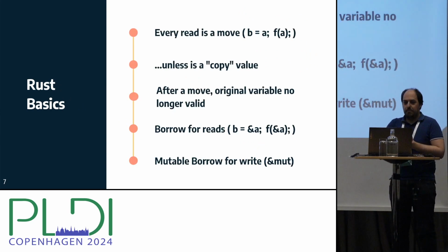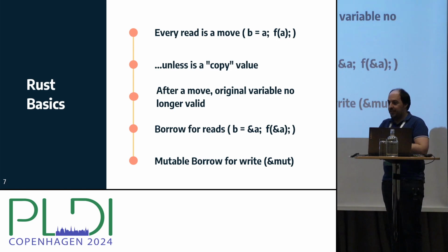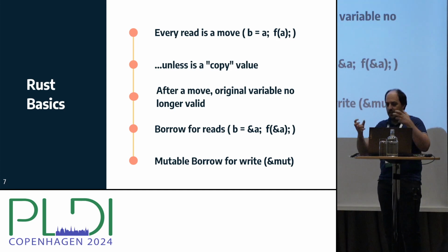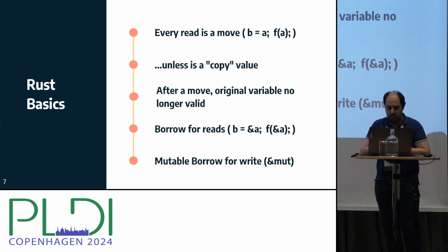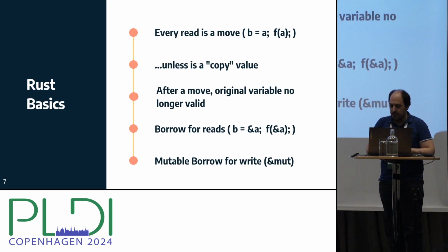Okay, so some basics about Rust so that we understand what kind of analysis we will be doing. There will be a quiz later, so pay attention. The first thing to understand about Rust is that every read is a move, okay? So that means in the assignment A equals B, we are moving the value of B into A. Or if you give B to a function call, we are also moving the value of B into the function call. There's an asterisk here. If it's a type that implements the Copy trait, it's not a move, it's instead a copy. But for copies, there's no problem.